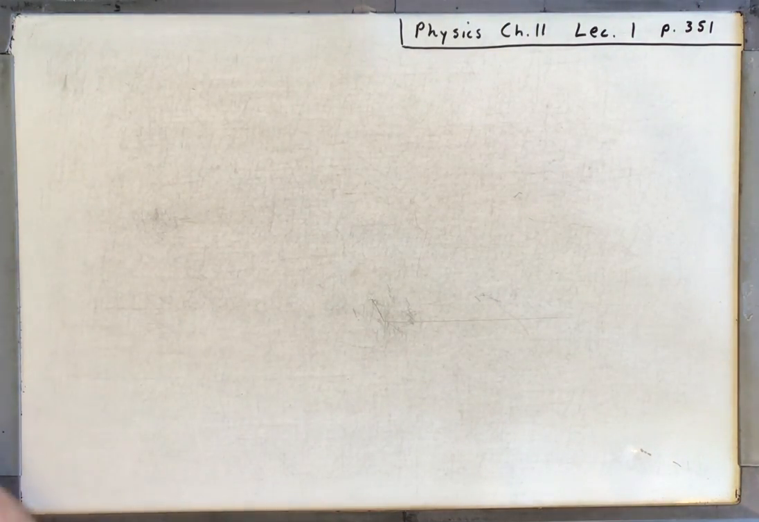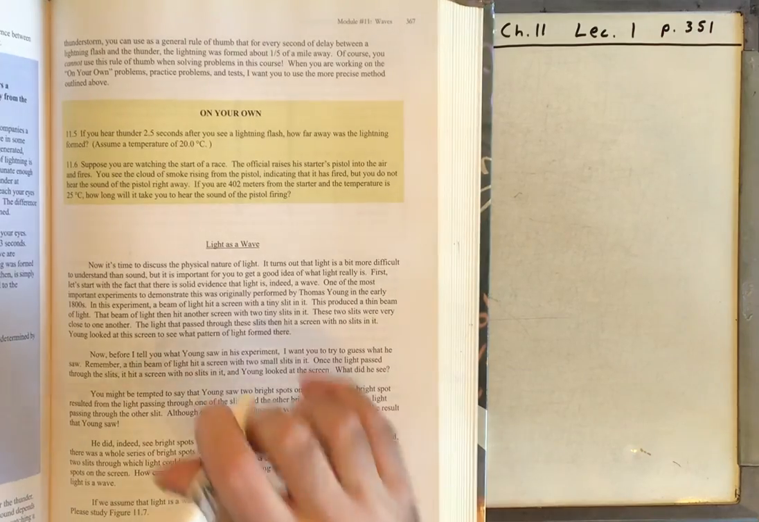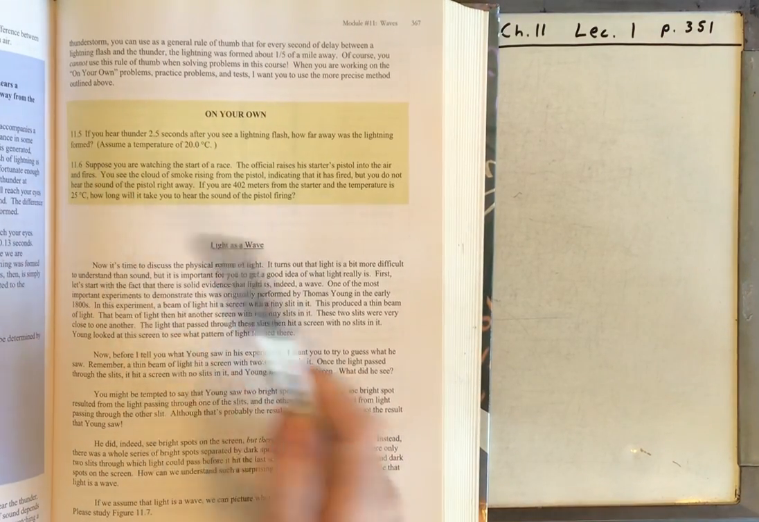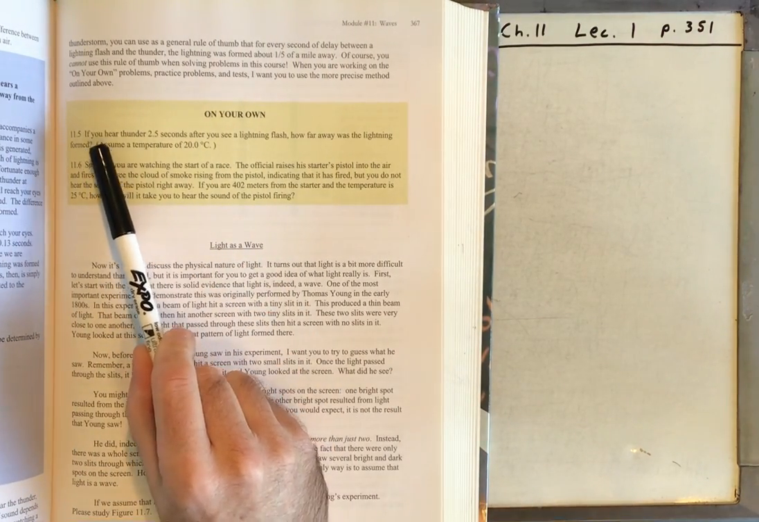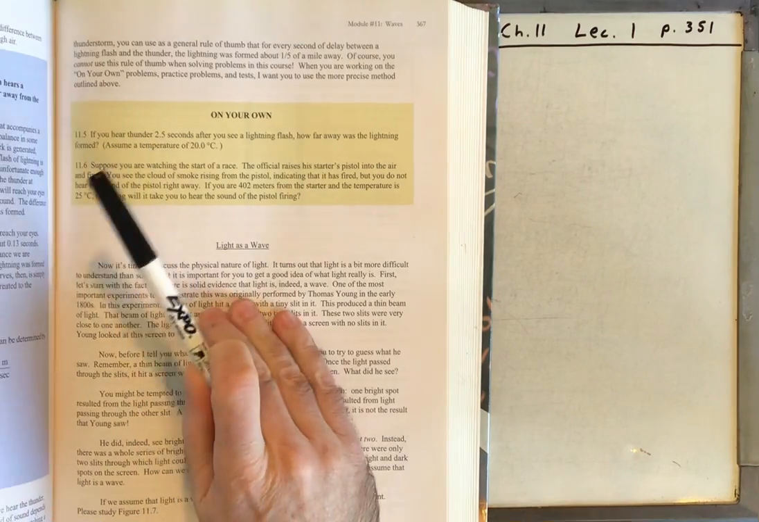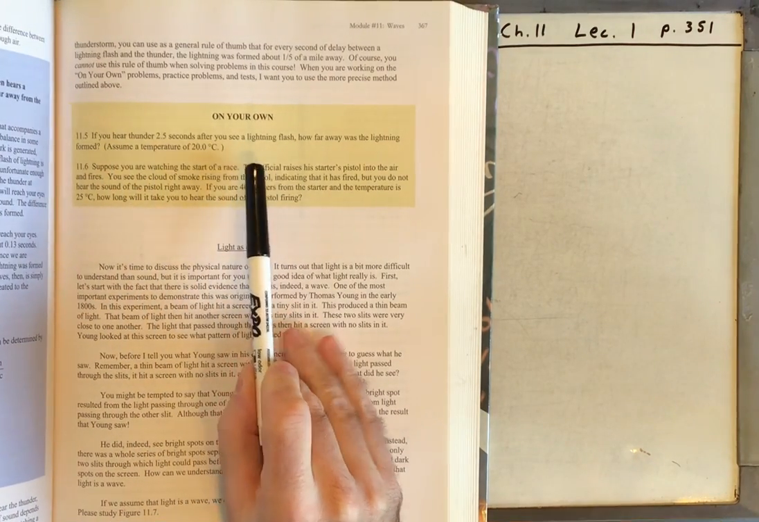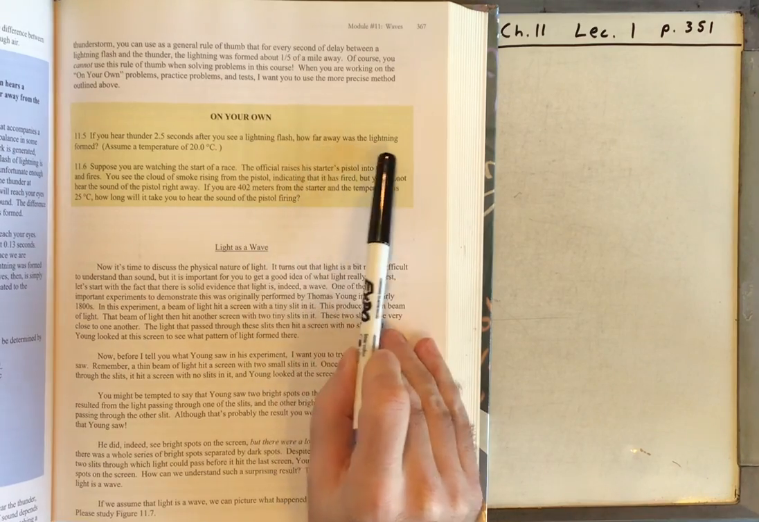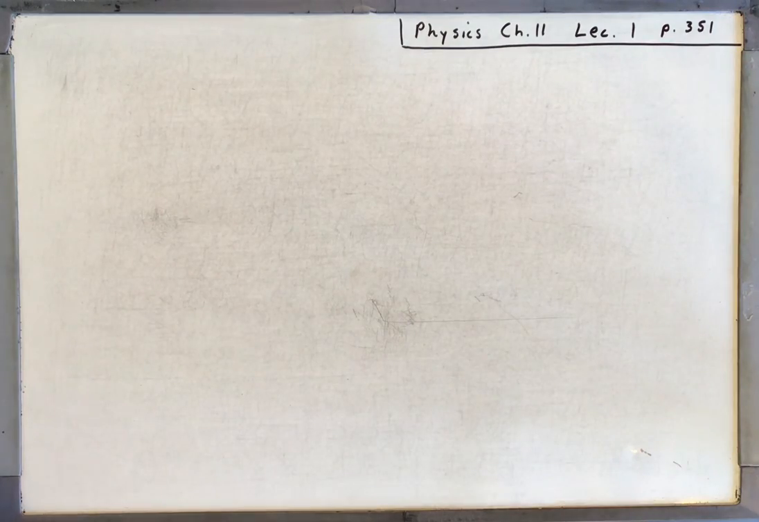Let's finish up this lecture. Let's look at page 367. We'll do 11.5 and 11.6. So 11.5 says, if you hear thunder 2.5 seconds after seeing a lightning flash, how far away was the lightning formed? And assume a temperature of 20 degrees C.